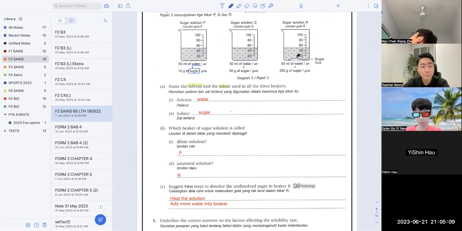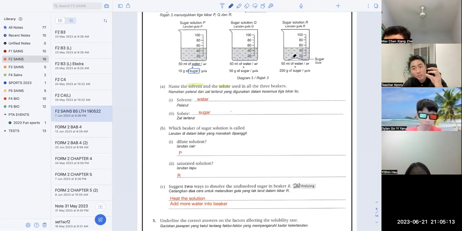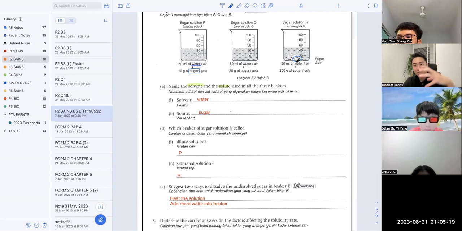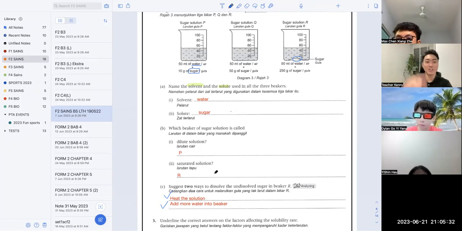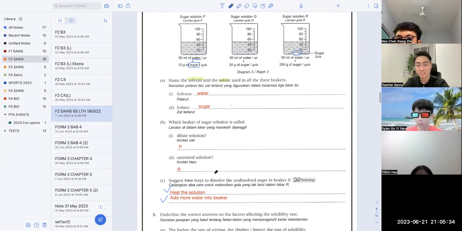You heat it up. Remember last week we learned if you want to make the extra sugar, the precipitate we call it, force them into the water, you can increase the temperature. Then the water will be like, okay, I'll take you in. Right? So first one, heat the solution. Second one, how to make it dissolve? Add more water. Then you dissolve the extra sugar or salt. 2 answers here.